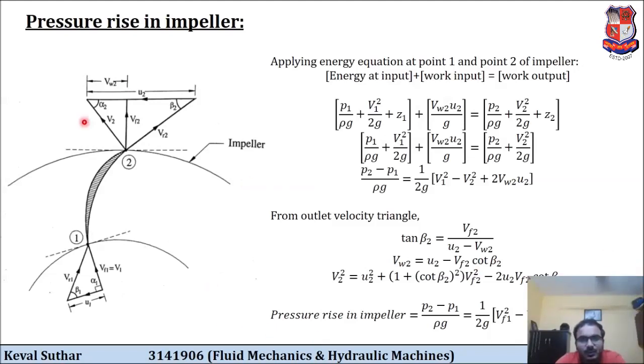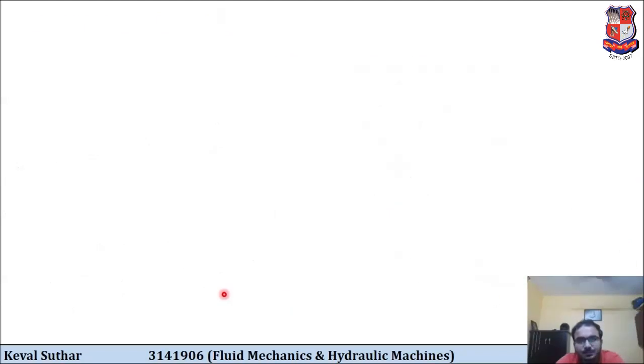To repeat, first we applied Bernoulli's equation and obtained the value of (P2 minus P1) by rho g. Then from the outlet velocity triangle, we obtained the value of VW2 and V2 square. Then we substituted the value of V2 square and VW2 in our main equation so that we can get the final equation of pressure rise in the impeller. So this was pressure rise in the impeller. I suggest you spend some time in deriving these formulas.